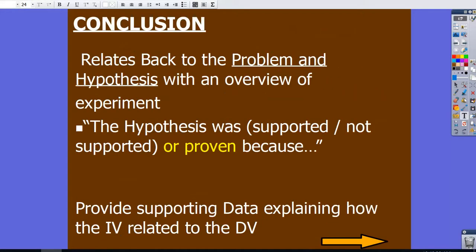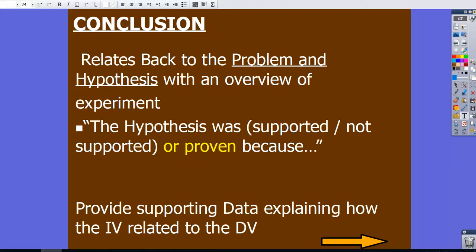And your conclusion always relates back to the problem and the hypothesis that you had, with an explanation of what you did in the experiment. It should be accurate and relatively comprehensive or relatively complete. You should be specifying whether your hypothesis was or was not supported. We should not be using this word proven. Right? We don't want to say proven. We don't want to say a hypothesis was correct or a hypothesis was wrong.